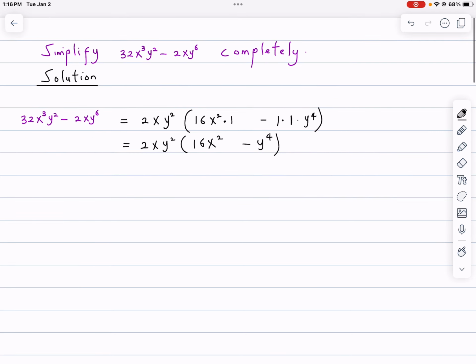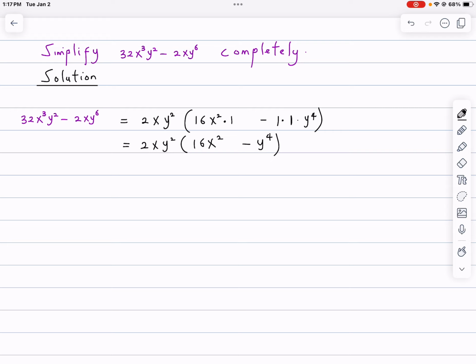Okay, so the question says we should simplify completely. So this is not yet complete. How can I simplify the expression in parentheses, 16x squared minus y to the 4? How can I do that? Let's think about that for a moment.